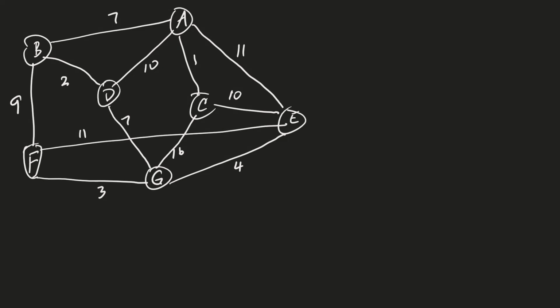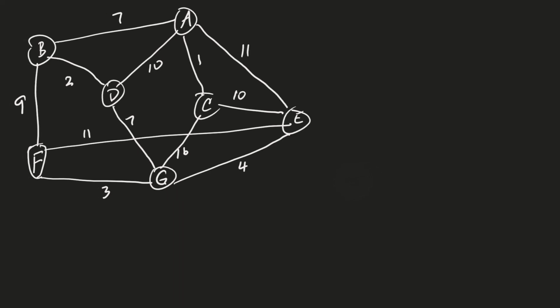Alright, so here's another example with Dijkstra's algorithm. And so we've got a pretty complicated little graph here. We've got 7 nodes, I believe: A, B, C, D, E, F, and G. We have edges attached to each of those. And so remember how it starts.